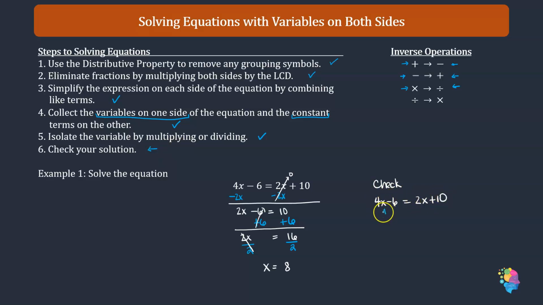We're going to replace each x with our solution. Don't forget to bring the rest of the equation. 4 times 8 is 32, minus 6, that is 26. And on the right side, 2 times 8 is 16, plus 10 is also 26. So we end up with a true statement. Since this is a true statement, that means that 8 is in fact our solution.